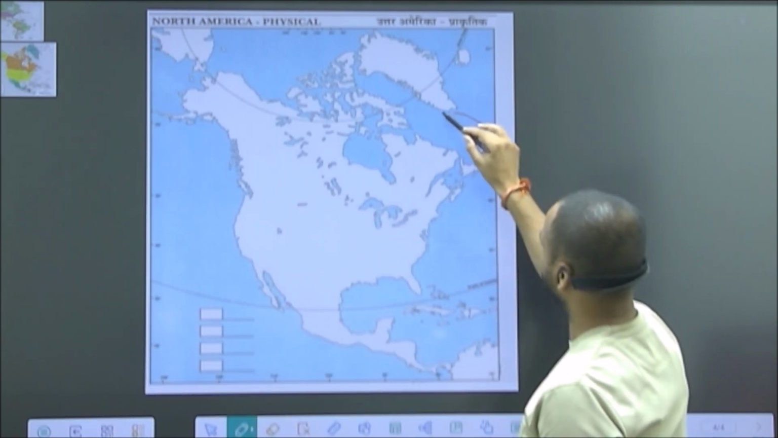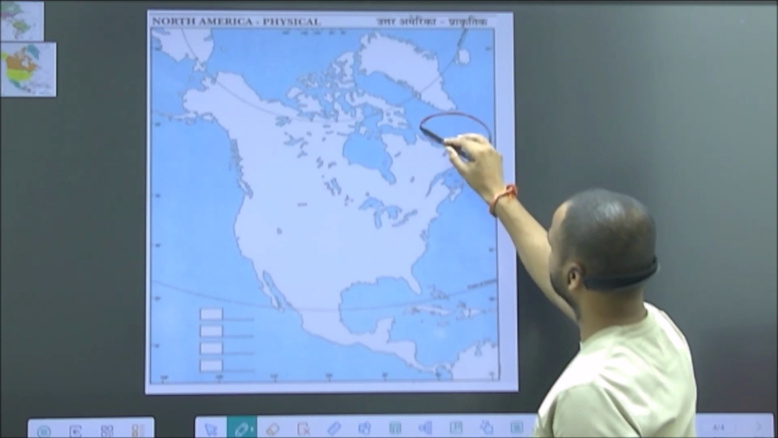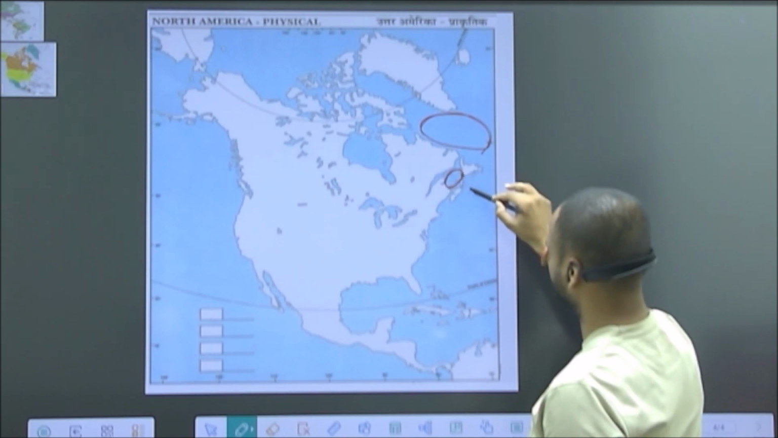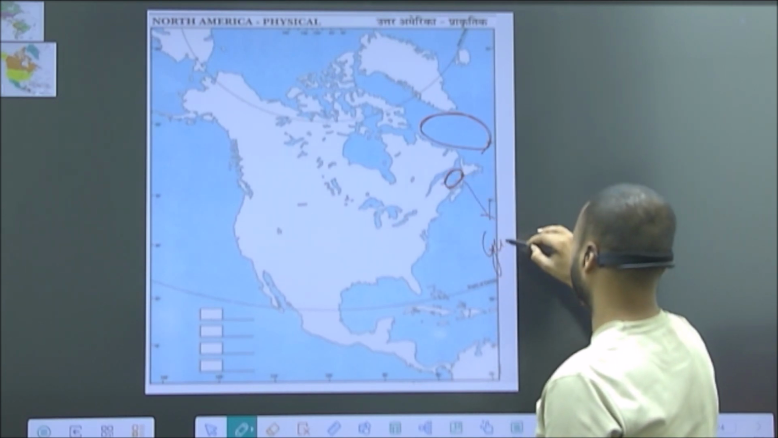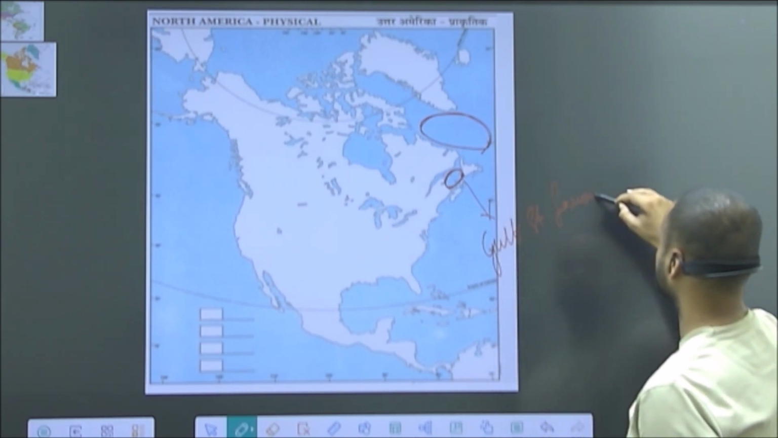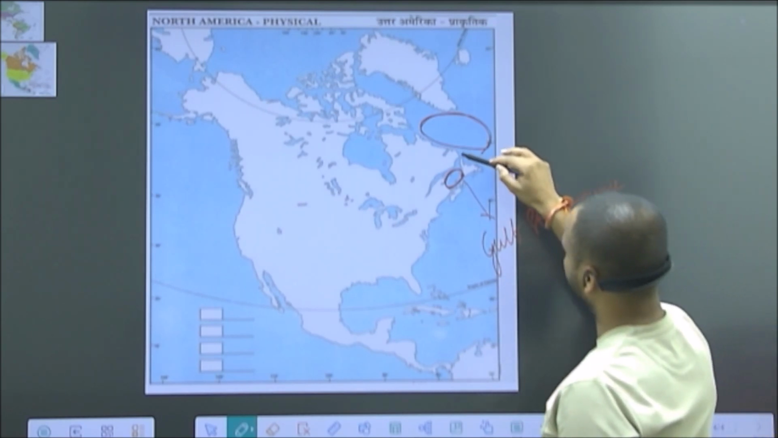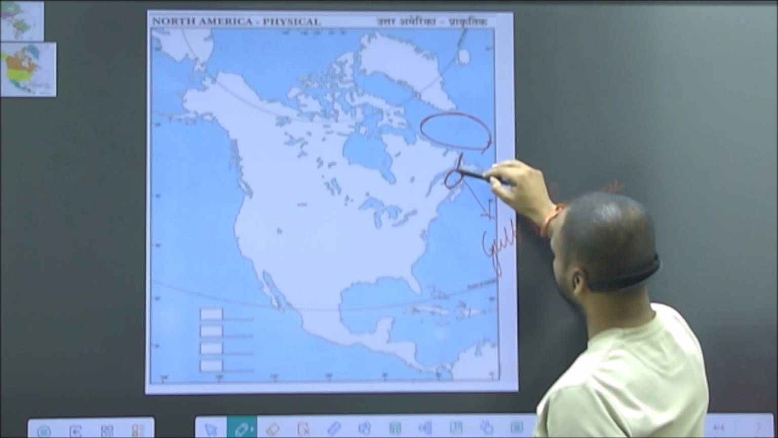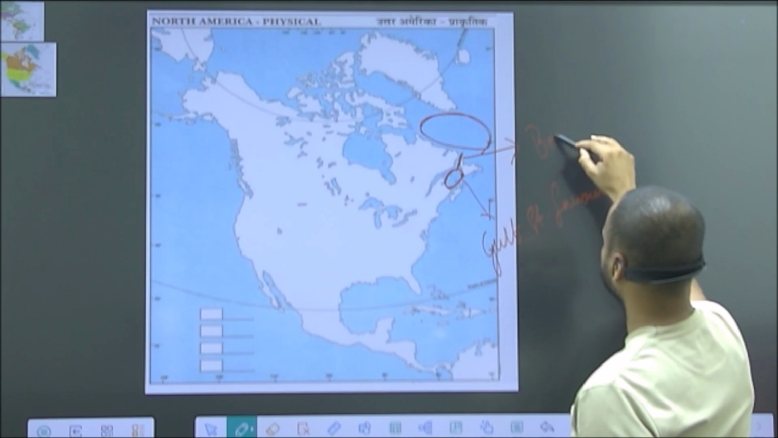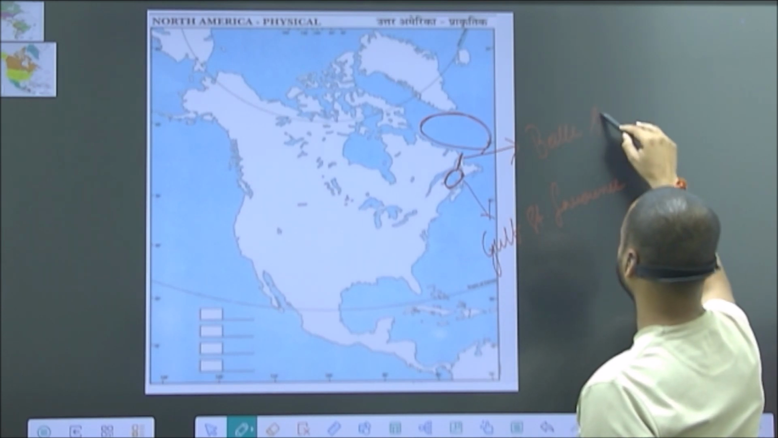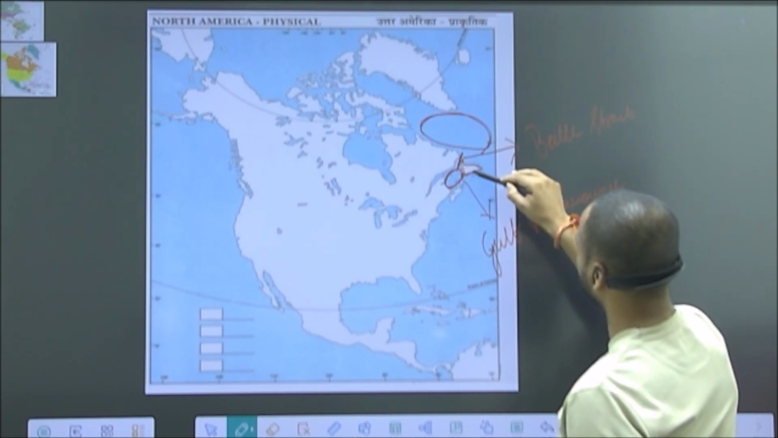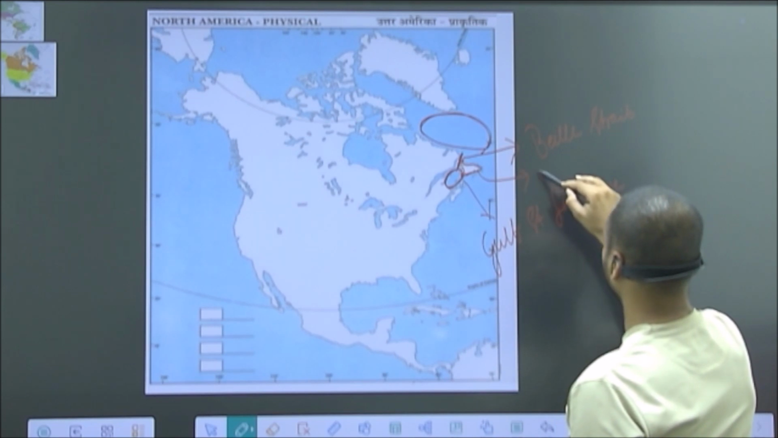I have discussed about it. It is Labrador Sea, and it is Gulf of St. Lawrence. Here one strait is situated, which is known as Strait of Belle Isle. This island is called Newfoundland.